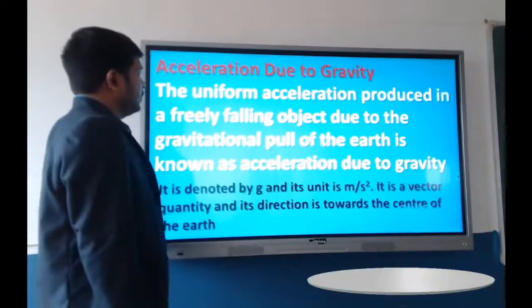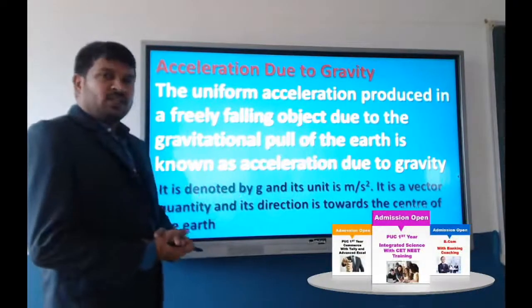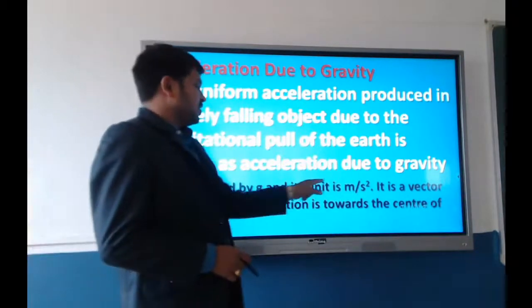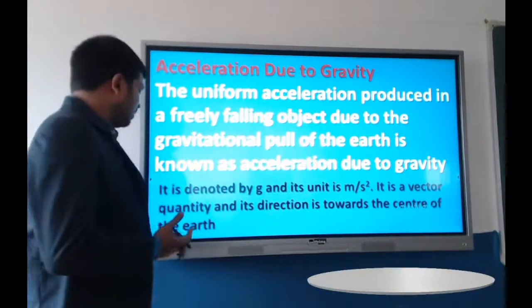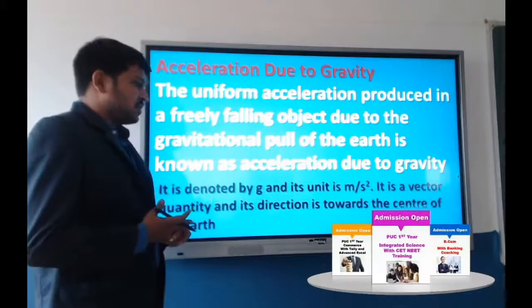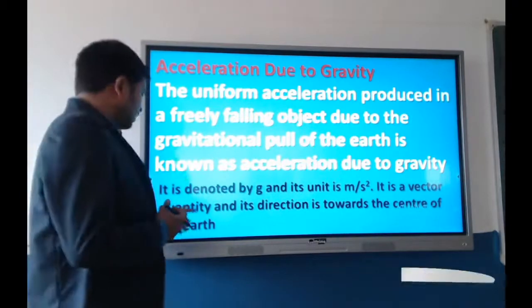Now, it is denoted by small letter g. The unit is meter per second squared, and it is a vector quantity. Its dimension is L raised to 1 and T raised to -2.